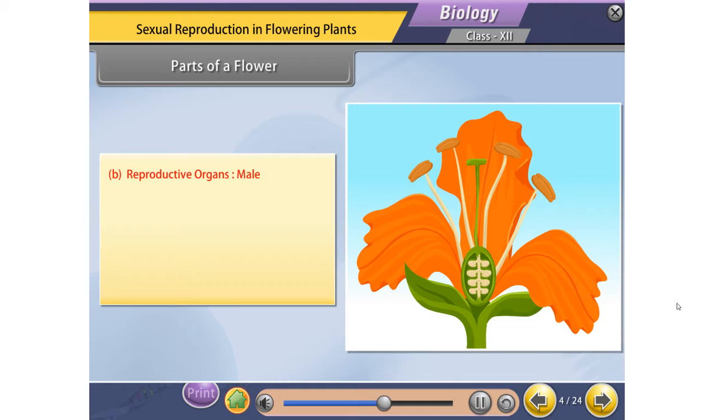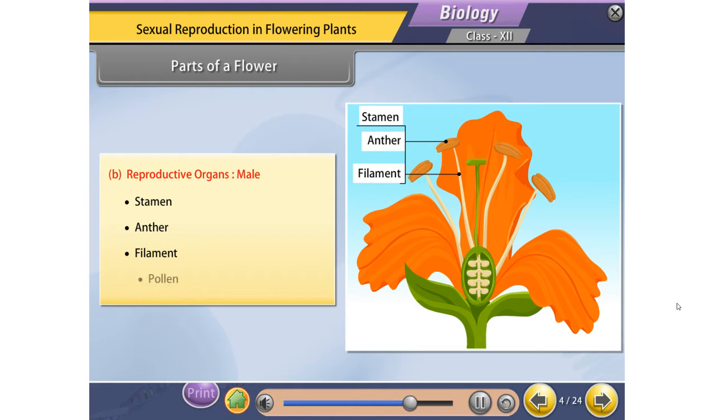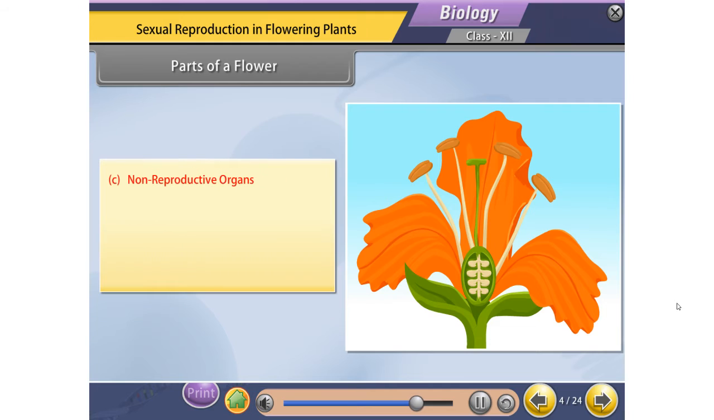B. Reproductive organs, male. Stamen, anther, filament, pollen. C. Non-reproductive organs. Petals, corolla, sepals, calyx, tepals.